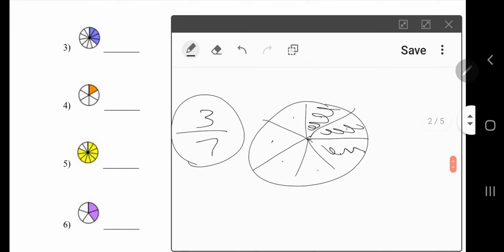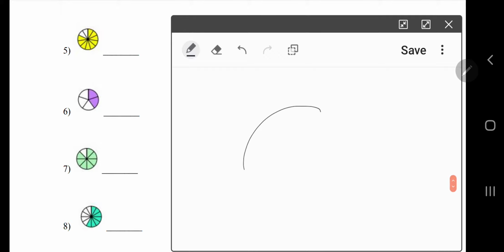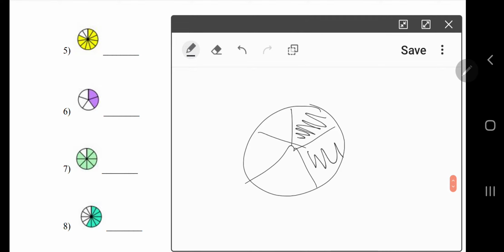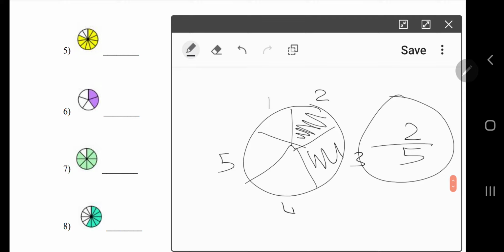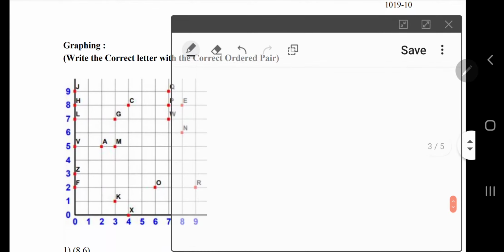Let's try another one. Let's try number 6. Sorry for the bad drawings. So 2 parts are shaded in. Now let's count 1, 2, 3, 4, 5. So 2 are shaded out of the 5, which means 2/5, which is your answer, of the circle is shaded. Not too hard. You guys can try the rest on your own.